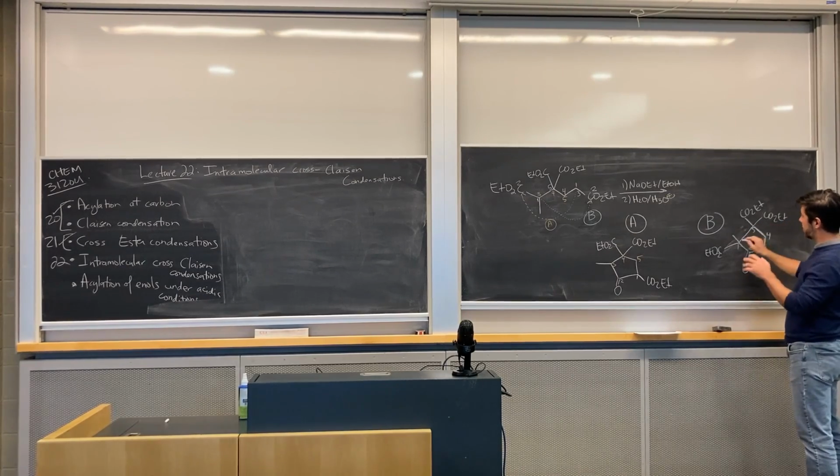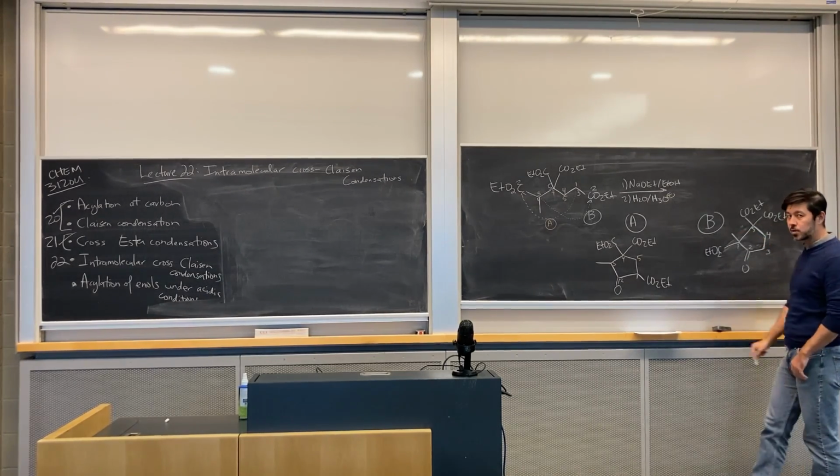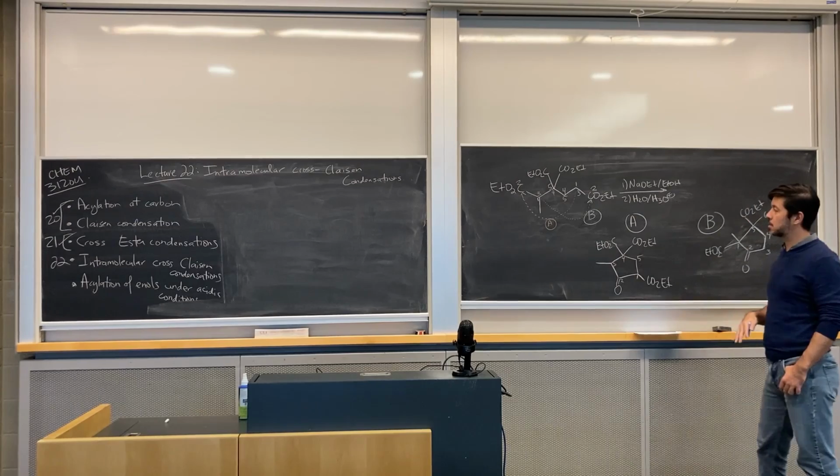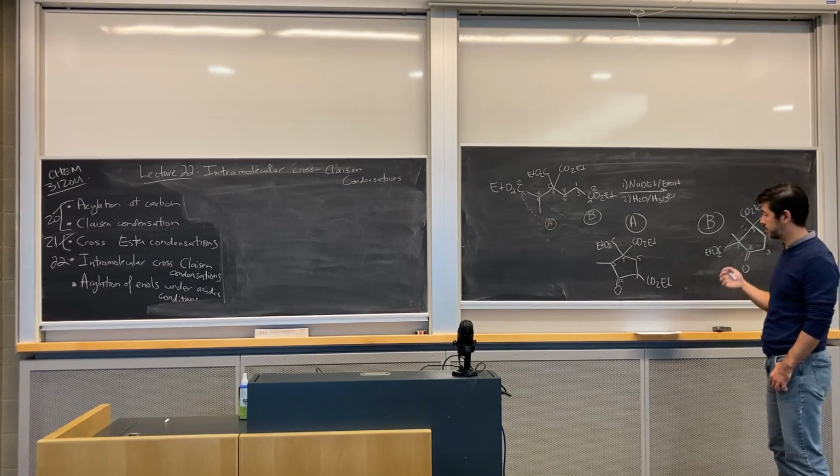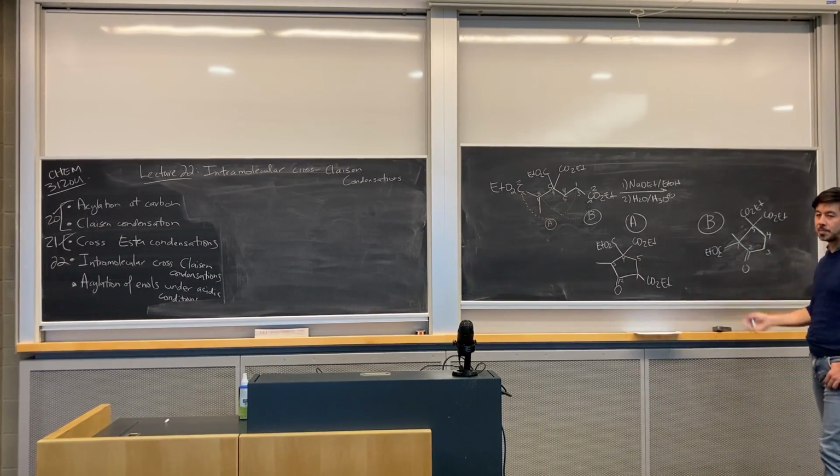So you have 2 different potential products, right? So which one is going to be your major intramolecular cross-Claisen condensation product, right? Which one is it? Is it going to be A or B? And how do we know? Or maybe it's going to be 50-50.